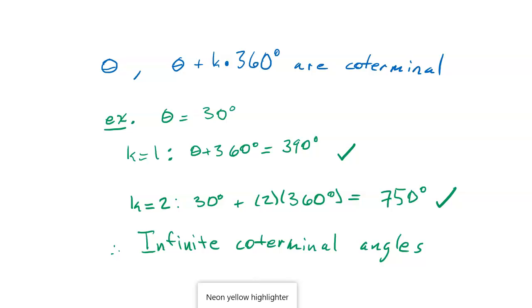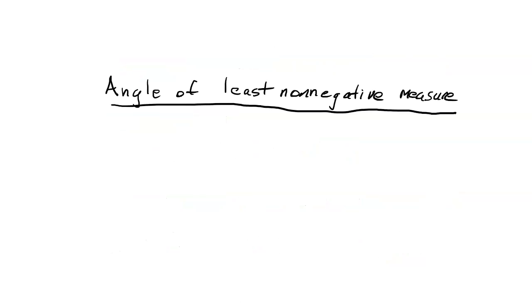Okay. Now, what we'll be interested in this class is not only finding coterminal angles, but specifically finding the least non-negative coterminal angle, or the angle of least non-negative measure. The angle of least non-negative measure, coterminal with a given angle, is going to be labeled as theta sub c. And it's going to be within the range of 0 less than or equal to theta c, which is less than 360 degrees.